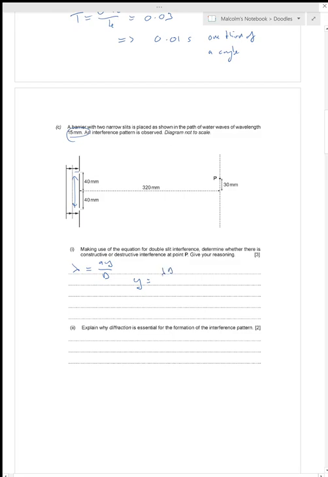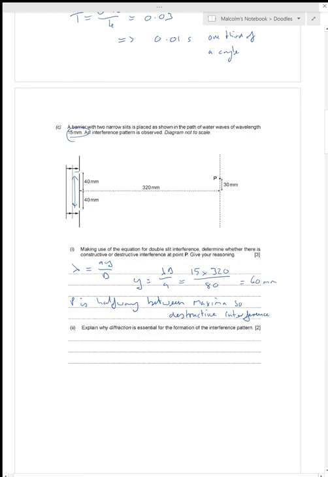So lambda D over a, let's fill in the numbers. 15 millimeters multiplied by 320 millimeters divided by 80 millimeters equals 60 millimeters. So the point P is actually halfway between two maxima, and therefore it is a minima, so destructive interference. So that hopefully gets us all 3 marks.